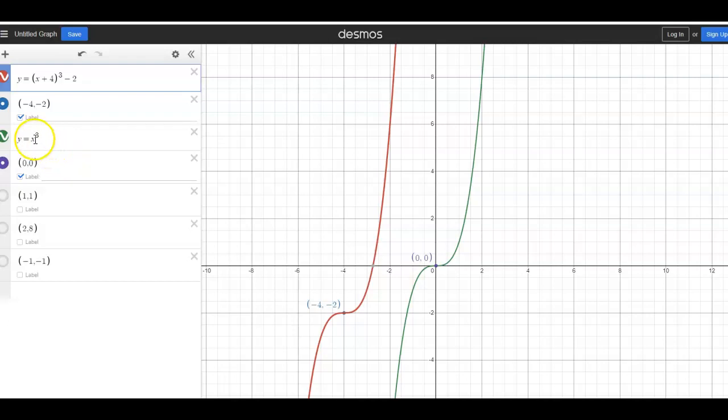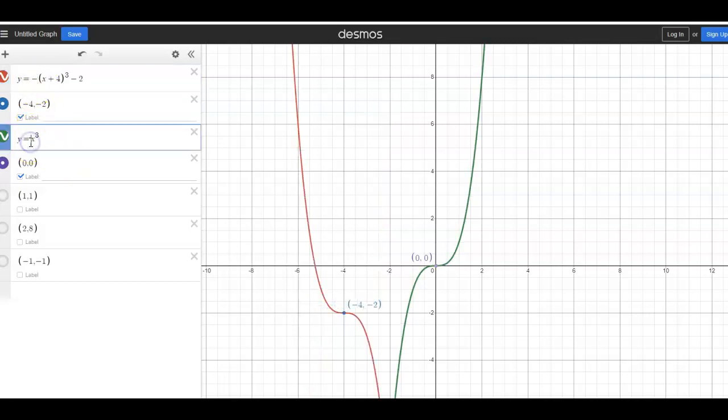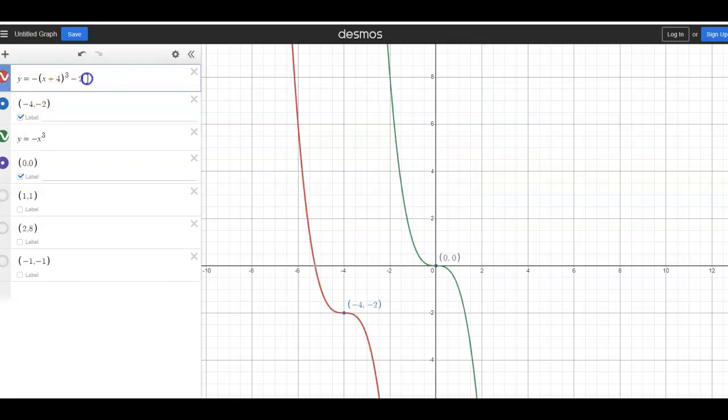Now, if there's a negative, let's say that you had a negative there, in that case, it's going to have the same behavior as x to the third, but with a negative in front. So you're always looking at which one of the parent graphs looks like it the closest, and then from there, you basically match it. I only want one coordinate point.